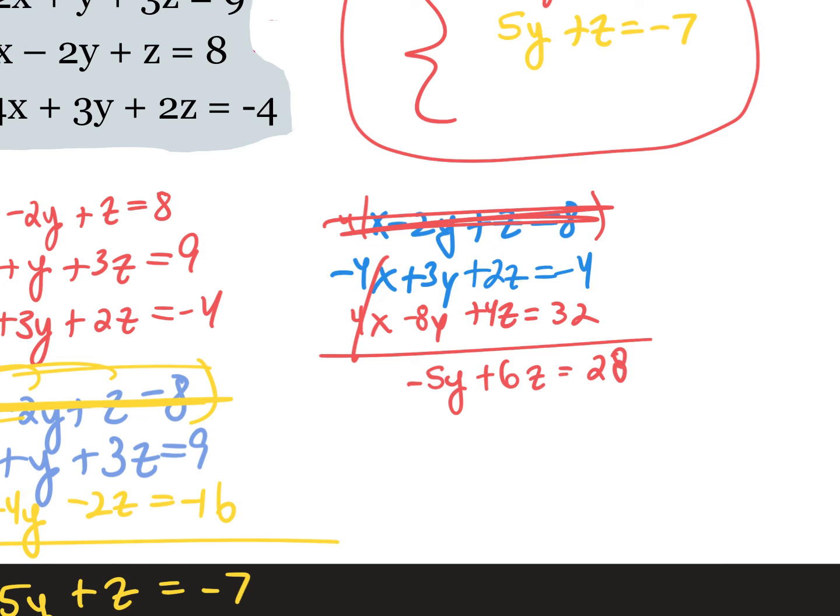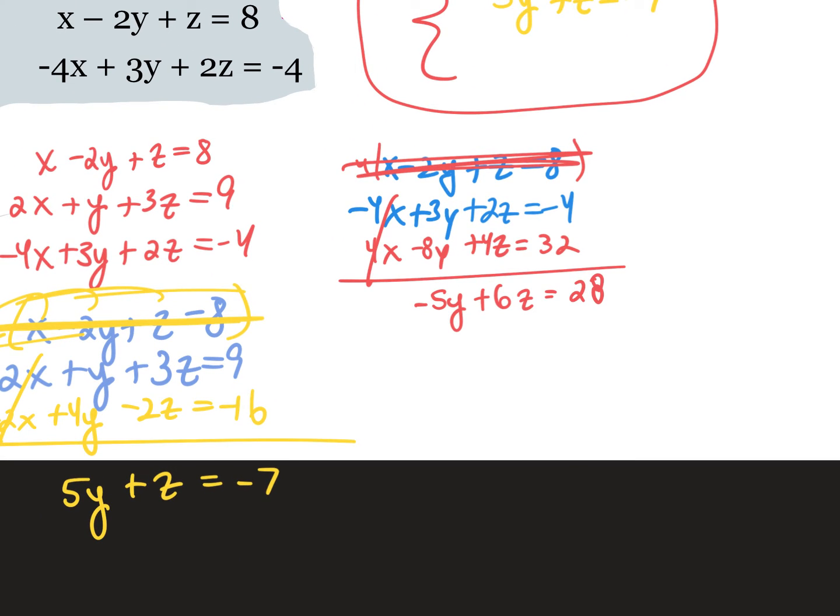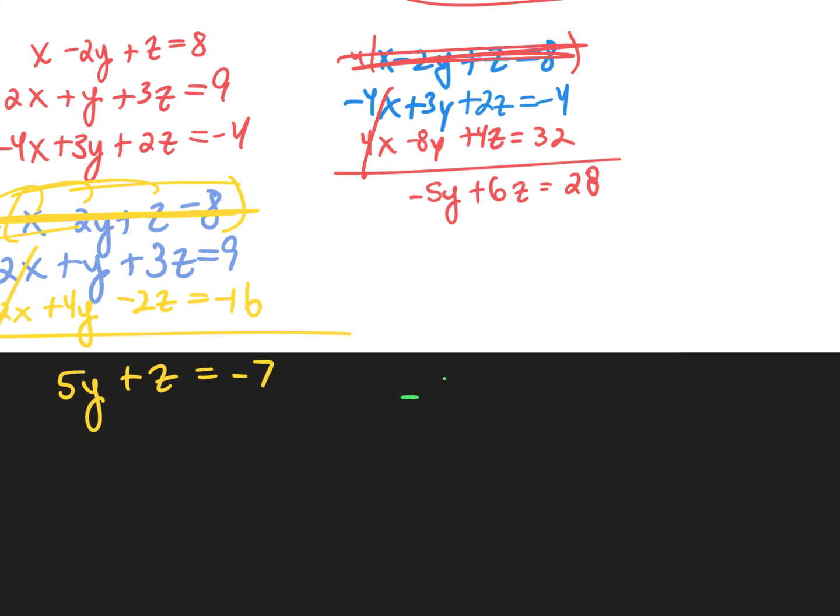28. All right. My last equation, I have one equation that has 3 variables. I have one equation that has 2. Now I need an equation that just says z equals. So what do I do with the yellow and the red? I'm going to combine them, right? Does it matter which one I put on top of each other? No. So negative 5y plus 6z equals 28.